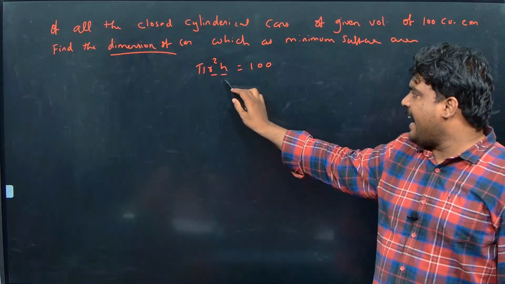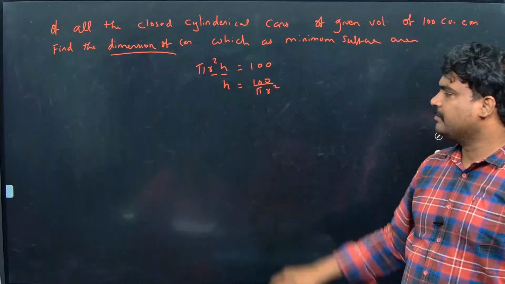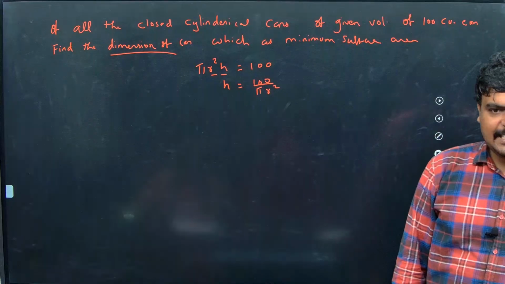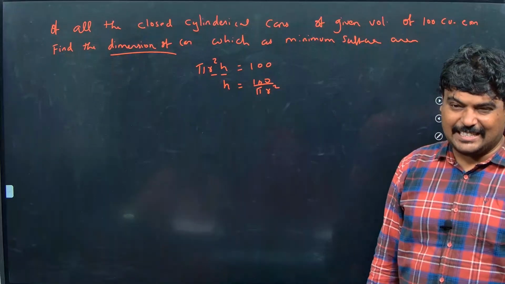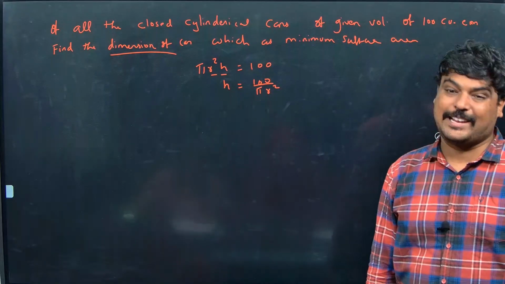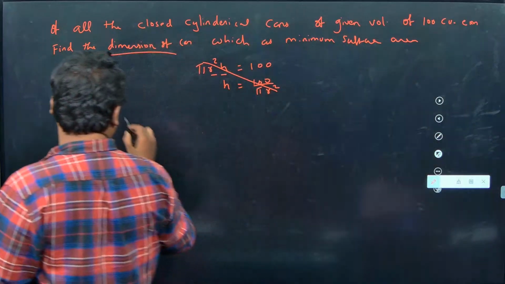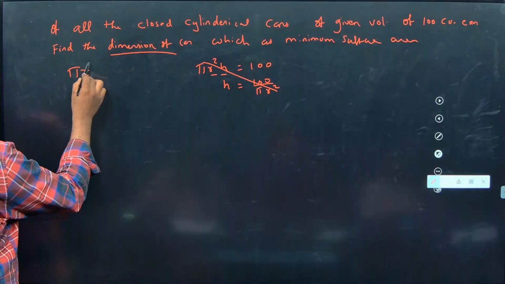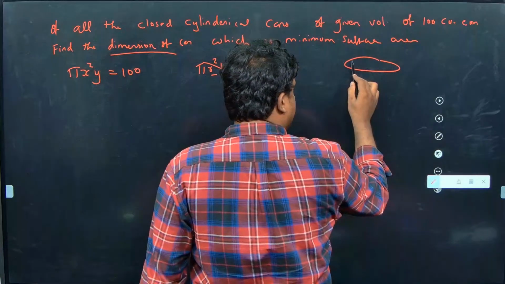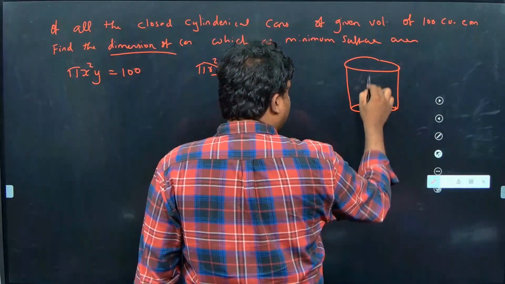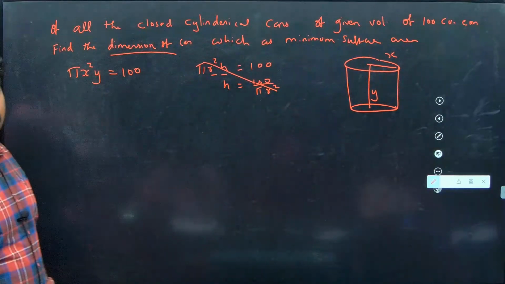Okay, let me take h as 100 by pi r square. If h and r are difficult for you, you can take them as x and y. So let it be as it is. What am I doing? pi x square y is equal to 100. It means I am taking a cylinder where the height is going to be y, and the radius is going to be x. Are you getting?